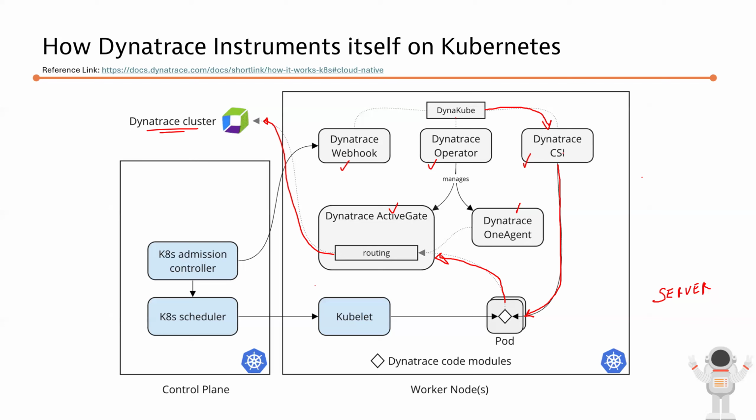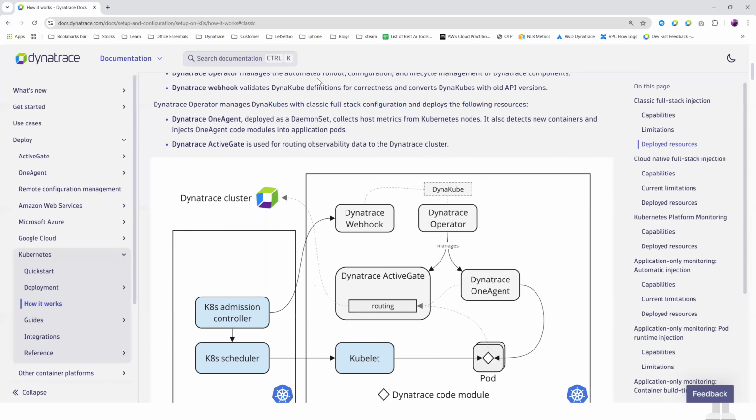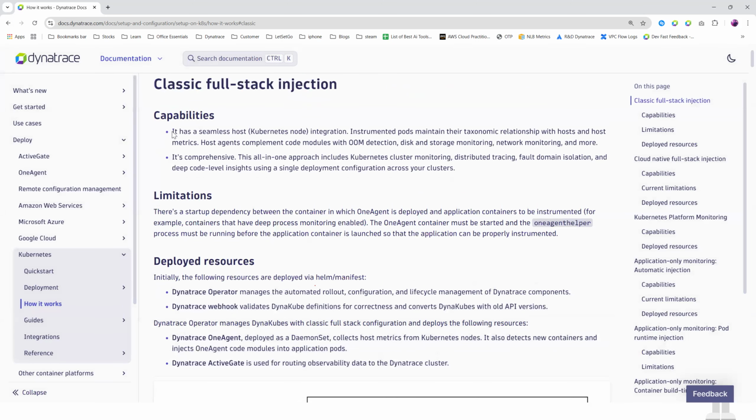If you remember, that CSI driver was injecting itself in the pod. But in this scenario, we don't have that CSI driver. The OneAgent directly gets hooked up into the pods itself. That is called classic full stack injection or classic full stack monitoring. So why are both of the architectures different? In the classic full stack, you get seamless end-to-end visibility within your host, your Kubernetes, all of those things. You get code level visibility, host level visibility, pod level visibility, and everything.